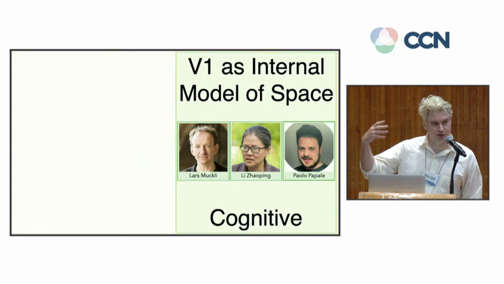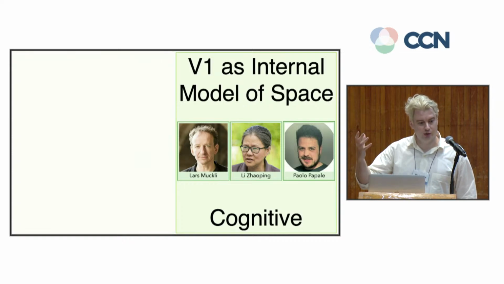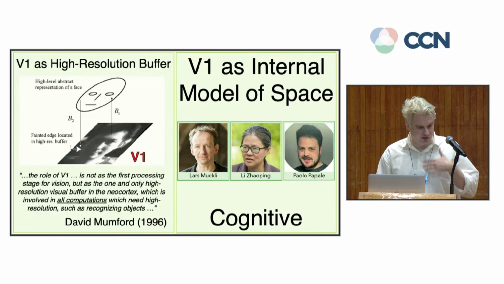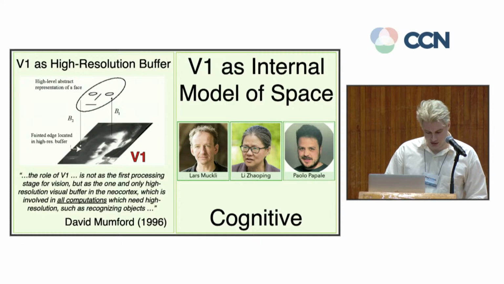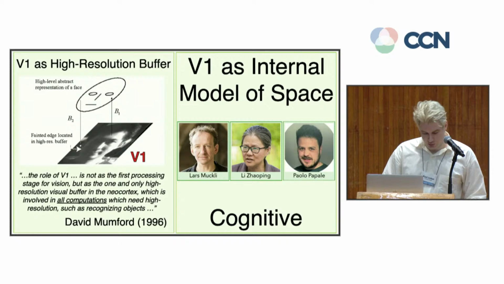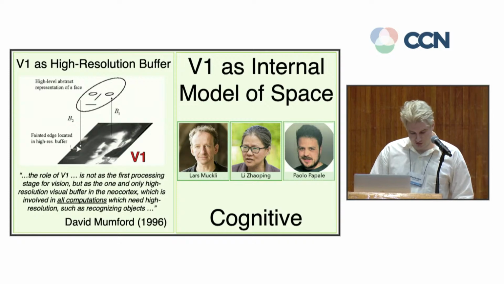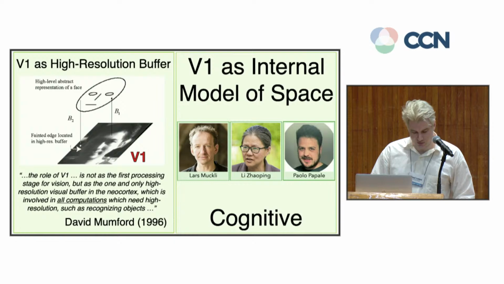Because I would argue that people on this side of the fence think of V1 as, in some sense, an internal model of space. Okay. So this started with David Mumford in 1996, and I'll read the quotation. He goes on to say, the role of V1 is not as the first processing stage of vision, but as the one and only high-resolution visual buffer in the neocortex, which is involved, and this is a key point, in all computations which need high resolution, such as recognizing objects.